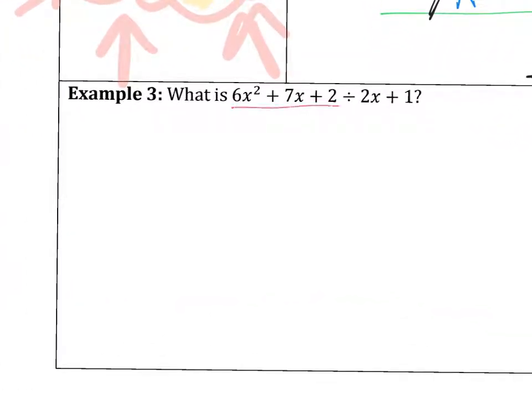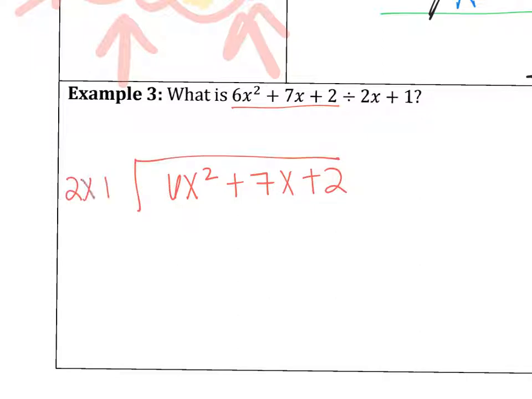This is what goes inside. 6x squared plus 7x plus 2 divided by 2x plus 1. If you notice, everything's there. I've got an x squared, an x, and a 2, so I don't need to put any zeros in as a placeholder. So I start with the very first one. 2x times what gives me 6x squared? Well, 2 times what gives me 6? 3. X times what gives me x squared? Well, just missing one more x, so x.